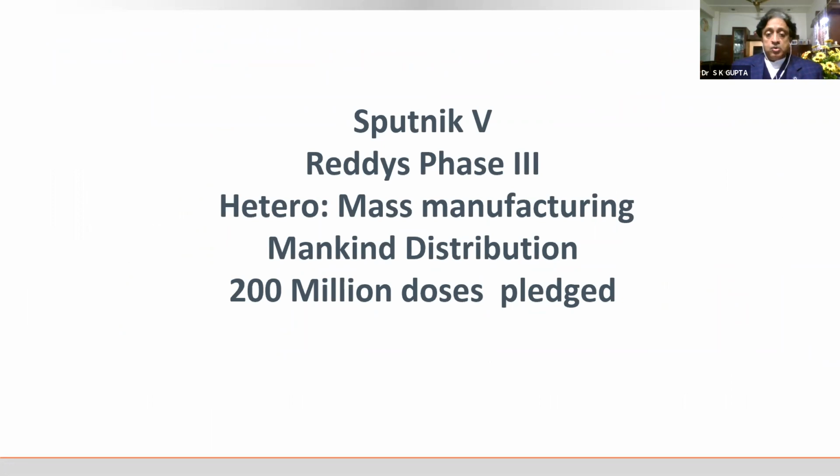And you all might be aware that Dr. Reddy's Laboratories has been conducting phase 3 trials in India, Hetero Pharmaceuticals will have the mass manufacturing facility for this vaccine, and Mankind Pharmaceutical in India is going to have the distribution rights of this vaccine.